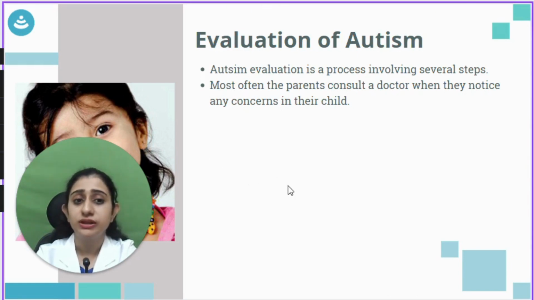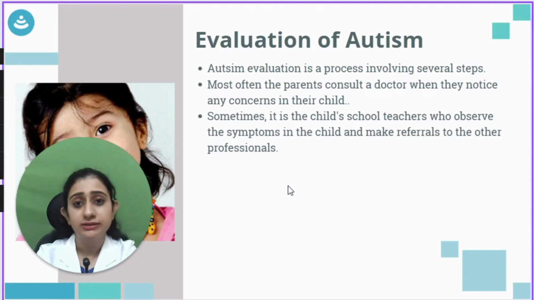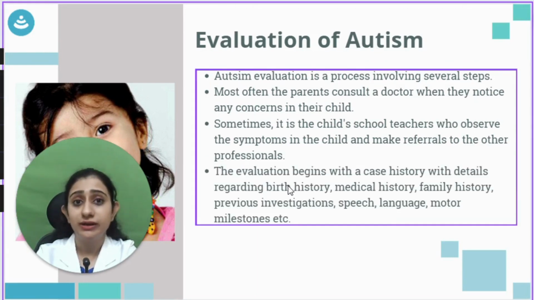Also, if the child goes to a school, then the teacher may observe certain symptoms in the child and make further referrals to other professionals. So the evaluation begins with a detailed case history consisting of information regarding the child's birth history, medical history, family history, details of previous investigation and rehabilitation, and of course details regarding the speech, language, and motor milestones.